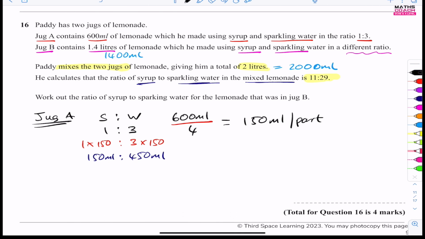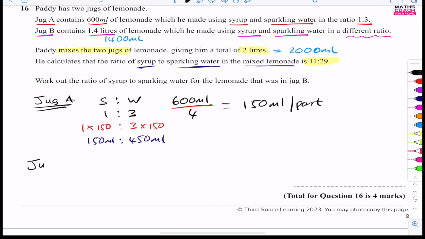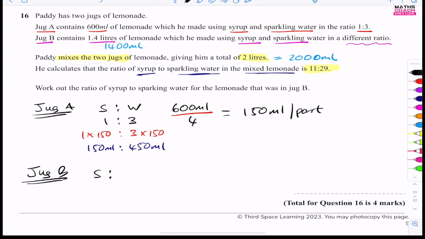Do the same thing for jug B. Okay, so for jug B, we do the same thing. So syrup to water. Now, what do we know about jug B? It's 1,400 milliliters, but we don't know the ratio, so we can't go any further with that just yet. Okay, so instead we'll look at the final, the 2 jugs being mixed, which gave 2,000, and that was 11:29.